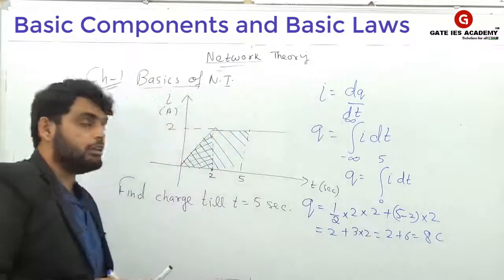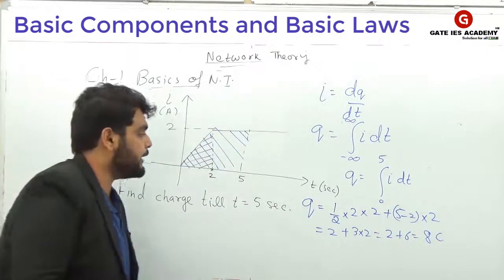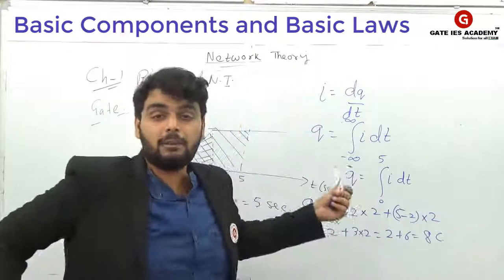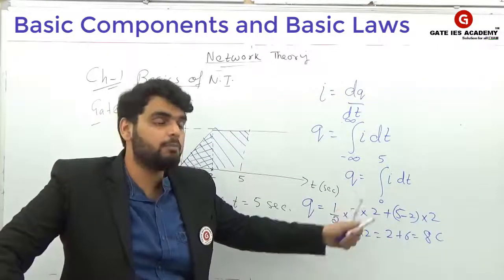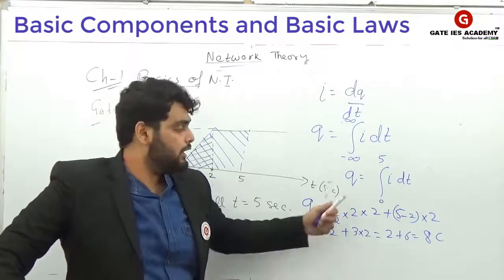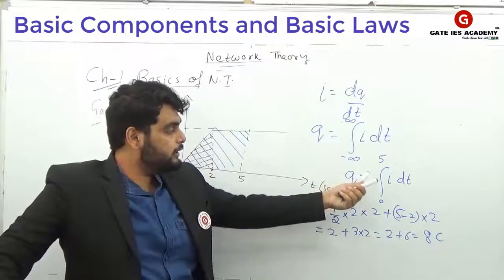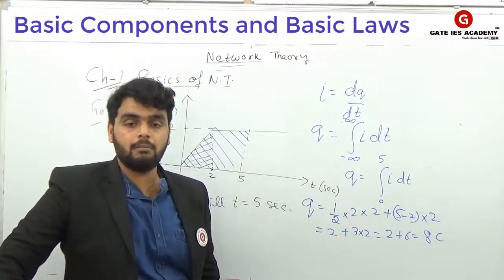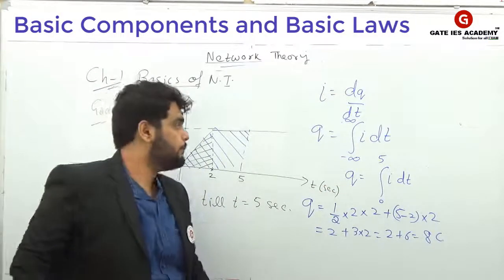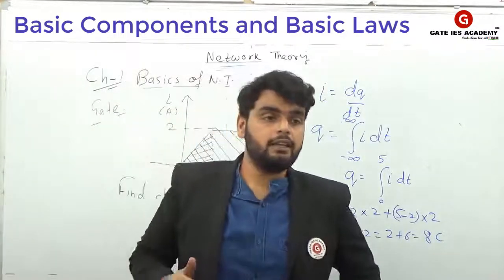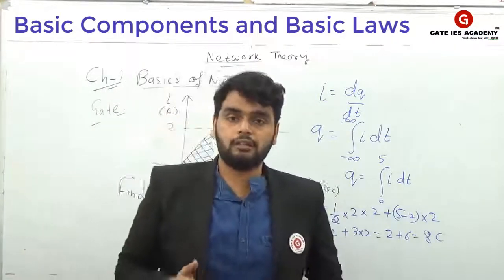What is the charge till t equal to 5 seconds? It is 8 coulomb, and this is very simple question, you can see. And this type of question has come 2 or 3 times in the previous year GATE exam. Okay, so you can also check it. And you can also see we only need this formula. Okay, so remember these points. Okay. So this is the basic of current, that what is the definition of current, or I can say the rate of flow of charge is known as the current.